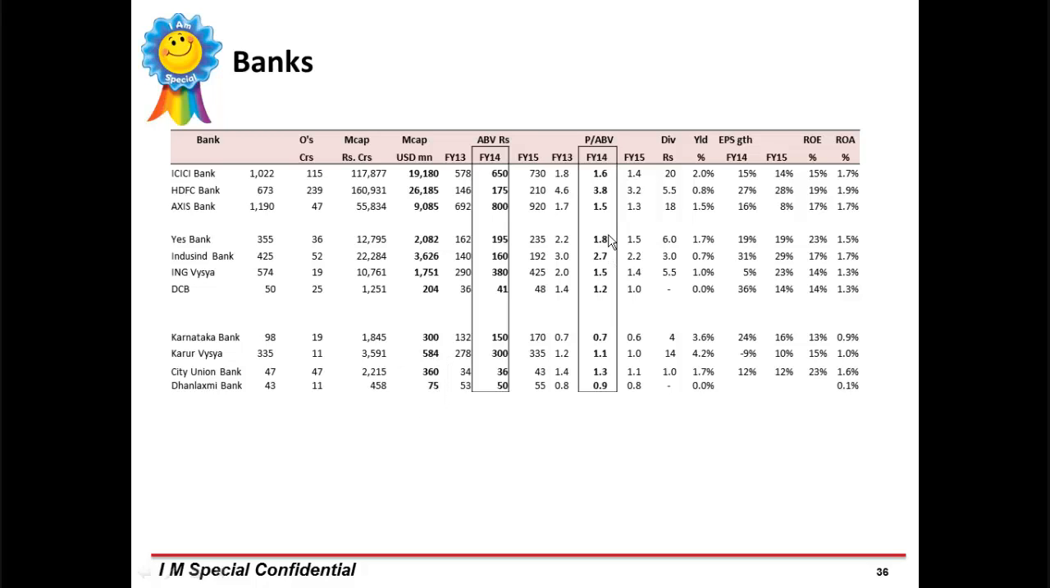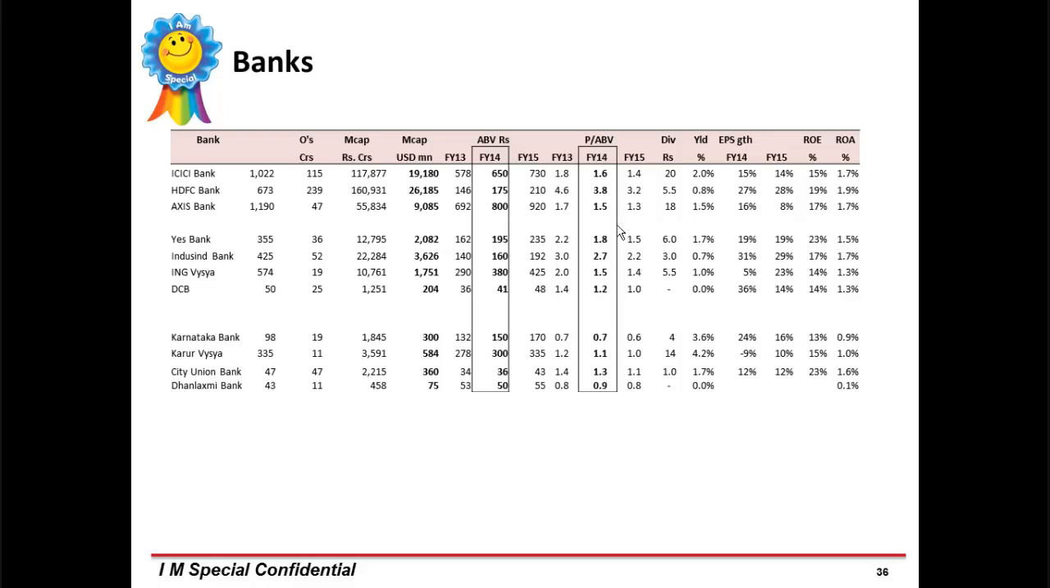But look at the valuation difference. HDFC is getting 3.8 times price to book, IndusInd is getting 2.7, ICICI Bank is getting 1.6, Axis is getting 1.5. So you guys might have this question: why are ICICI Bank and Axis not getting higher valuation despite being large cap stocks? Why are they not getting 2.5 times? This is because they have quality issues.